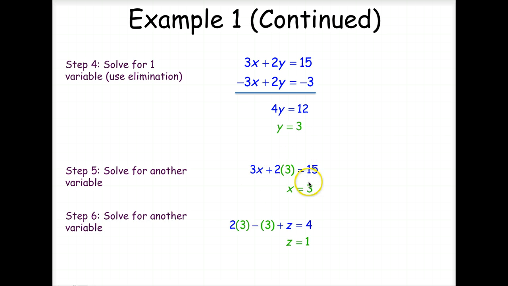Now that we know what x and y is, we're going to go back into one of the original equations. x and y are both 3, so we can solve for z. Now we've got an ordered triple. It doesn't matter what order we solve in, x, y, z is the order we write our answer. Let's look at another example.